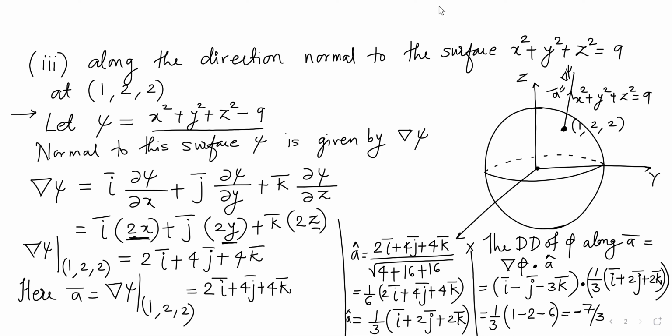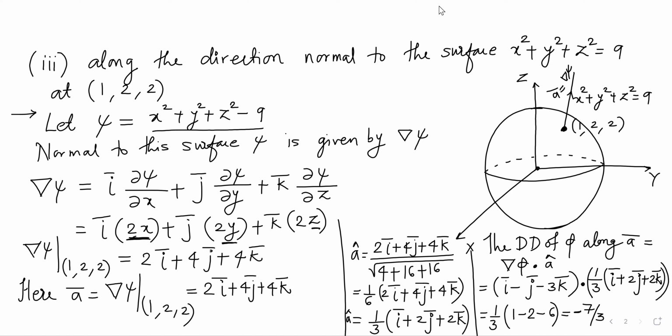So this is the third category of question. What we have seen: the first one is along the vector a bar, which is already given. The second category type is from a point towards a point. Correct? And the third category in this case is along the normal to the given surface.